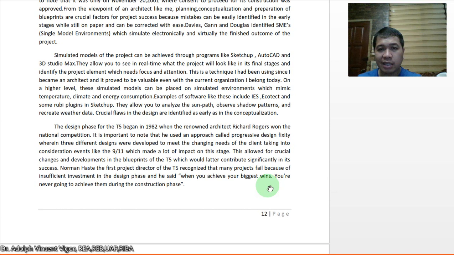This is a technique I had been using since I became an architect, and it proved to be valuable even with the current organization I belong to today. On a higher level, these simulated models can be placed on simulated environments which mimic temperature, climate, and energy consumption. Examples of software like this include IES, Ecotect, and some Ruby plugins in SketchUp. They allow you to analyze the sun path, observe shadow patterns, and recreate weather data. Crucial flaws in the design are identified as early as in the conceptualization.